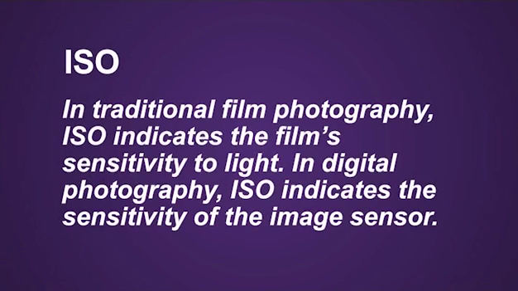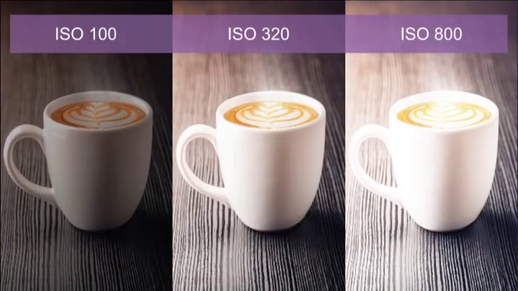In traditional film photography, ISO indicates the film's sensitivity to light. In digital photography, ISO indicates the sensitivity of the image sensor. The higher the number, the more sensitive the film or sensor is to light. The lower the number, the lower the sensitivity of the film or sensor.